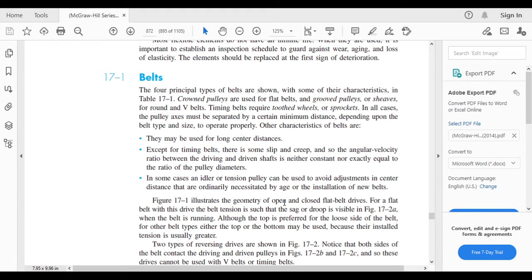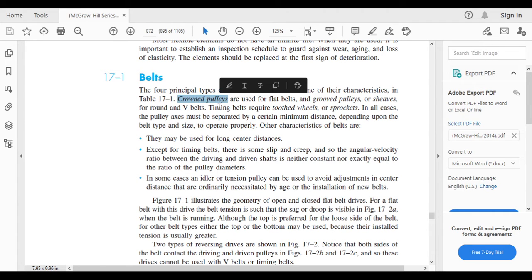Okay, belts. The four principal types of belt are shown with their characteristics in Table 17-1. Crowned pulleys are used for flat belts, grooved pulleys for round belts and V belts, and sprockets for timing belts. In all cases, the pulley axes must be separated by a certain minimum distance depending upon the belt type to operate properly.